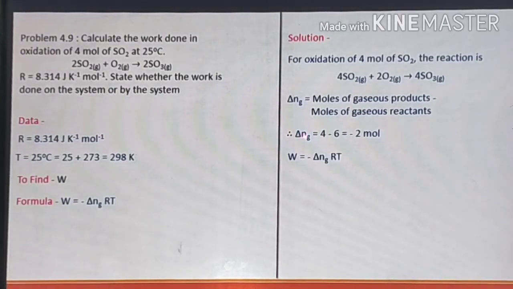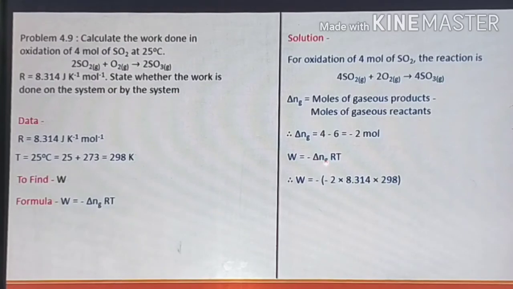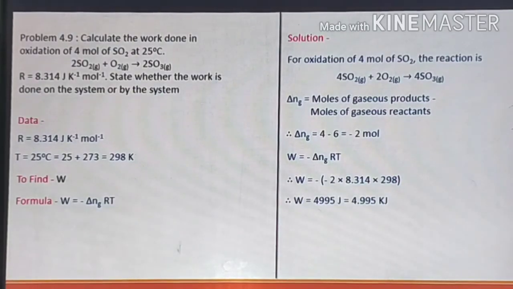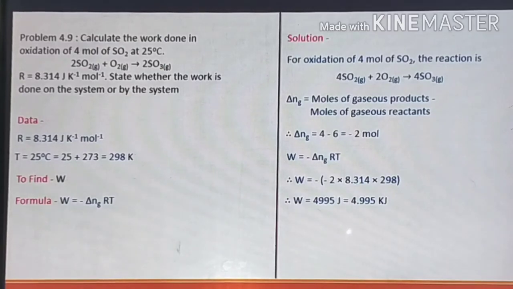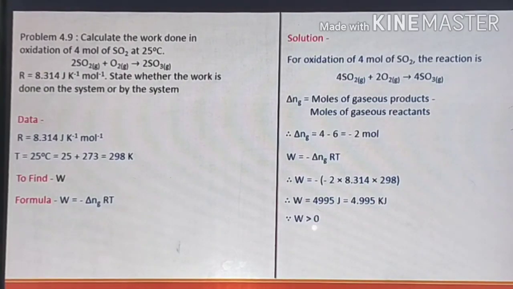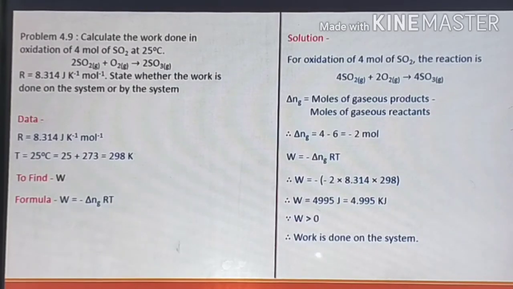Now W is equal to minus delta Ng RT. Let me substitute: minus, in the bracket delta Ng minus 2, R 8.314, T 298. When you multiply this, the minus and minus becomes plus. So W will be equal to 4995 joules. Converting into kilojoules, that is 4.995 kilojoules. Now if you see this answer, the sign of the work obtained is positive, meaning the work obtained is greater than 0. Since work is greater than 0, the conclusion drawn is that work is done on the system.